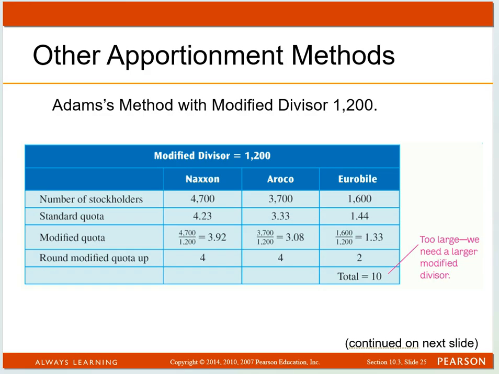There's that number. So here's a new table. And so instead of 1,111.11, he's like, you know what? Let's just try a nice, cool 1,200. And once again, just picking a number that's bigger than that 1,000 number. So into 1,200. And when he divided, he got 3.92, so he gives them 4. 3.08, he'll go up to 4. 1.3, he'll go up to 2. That adds up to 10, which is too large. So this number has to get even bigger.